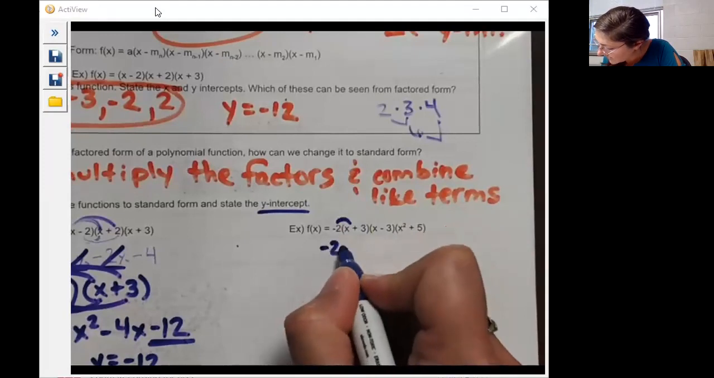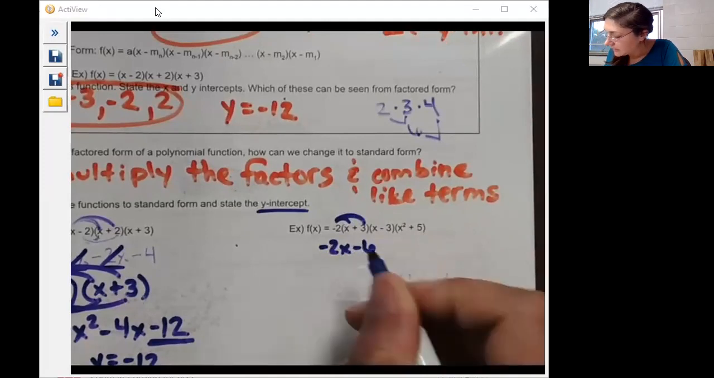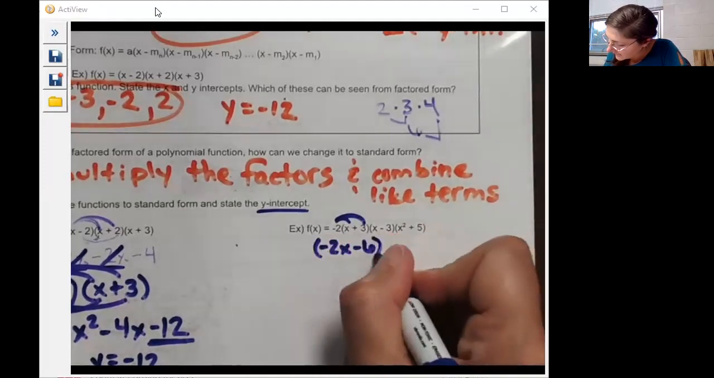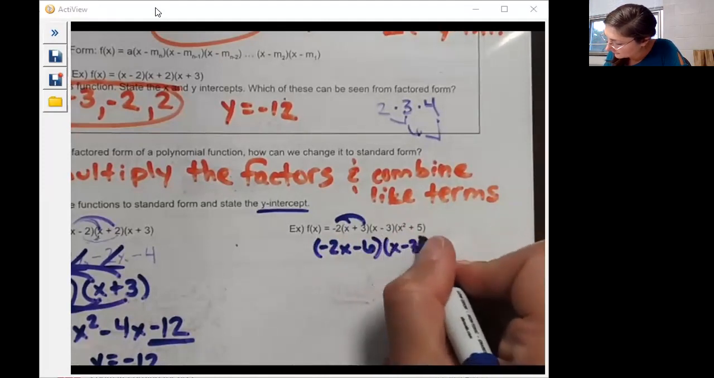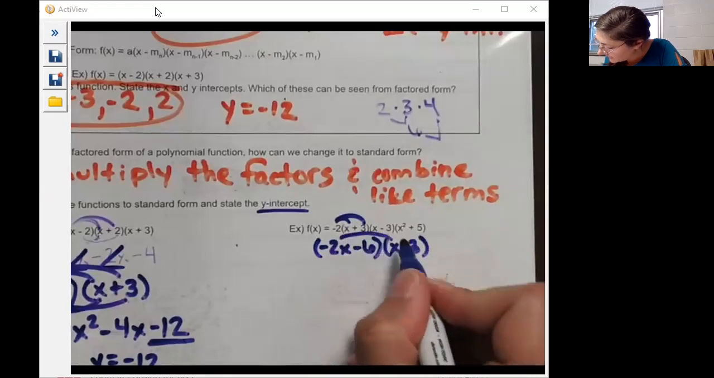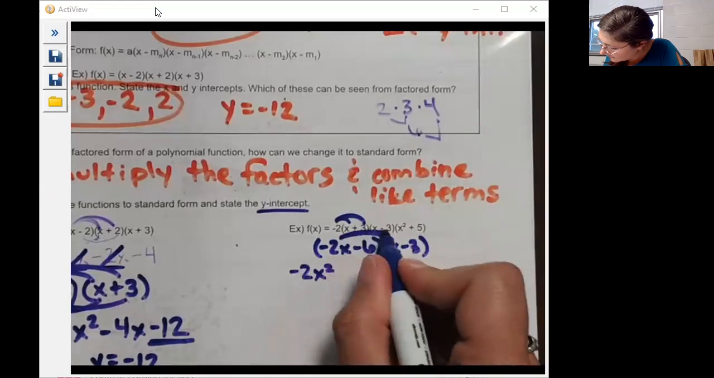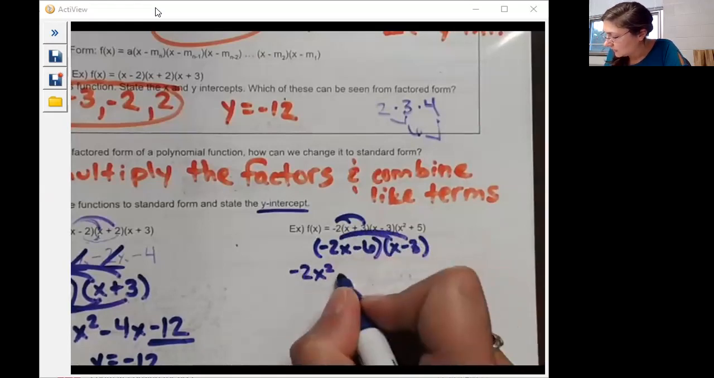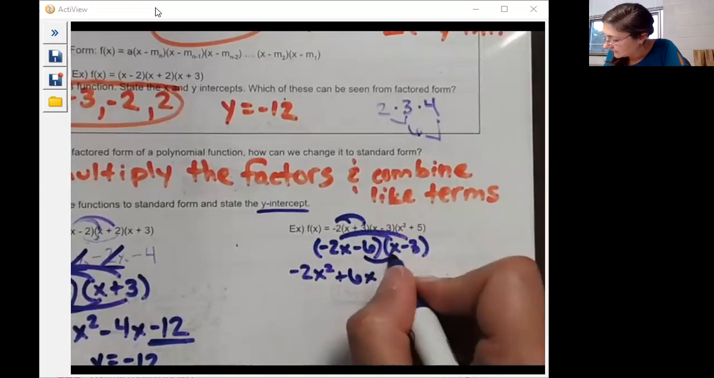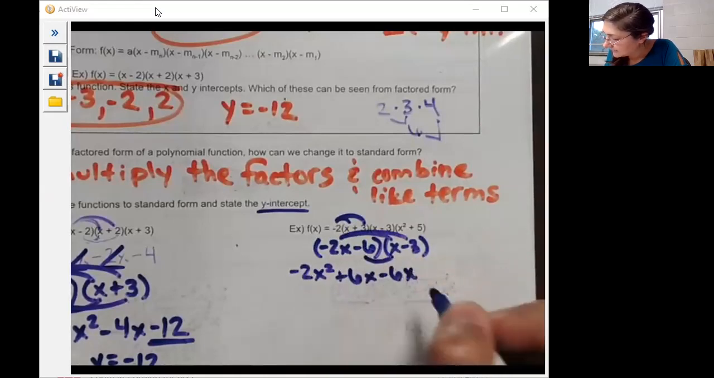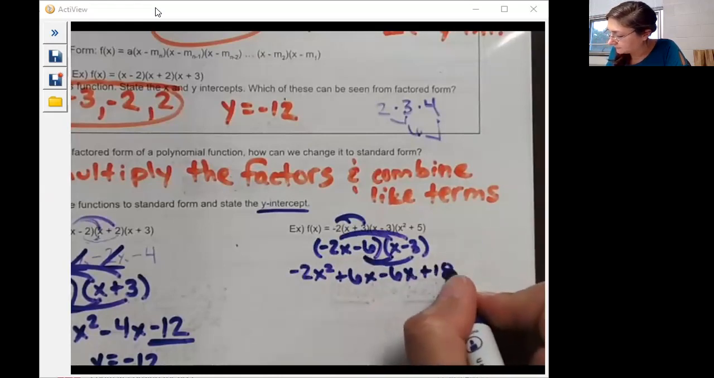That would be negative 2x minus 6. No like terms to combine there, so I'm just going to throw that in parentheses and multiply by my next piece, which would be x minus 3. So distribute again, negative 2x times x would be negative 2x squared. Negative 2x times 3 would be positive 6x. And now negative 6 times x would be negative 6x. And then negative 6 times negative 3 would be positive 18.